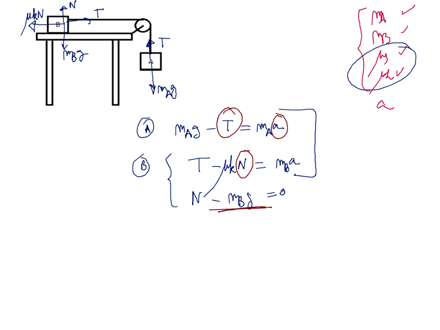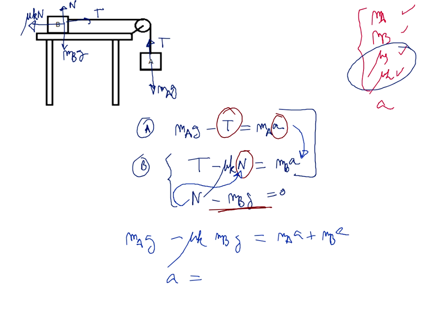So we're dealing with a 3 by 3, no biggie. As you solve for A, we can substitute N after we solve for it here, and then we can add those two equations again, and you will end up with MAG, this will disappear, minus mu K MBG is equal to MAA plus MBA, sorry.